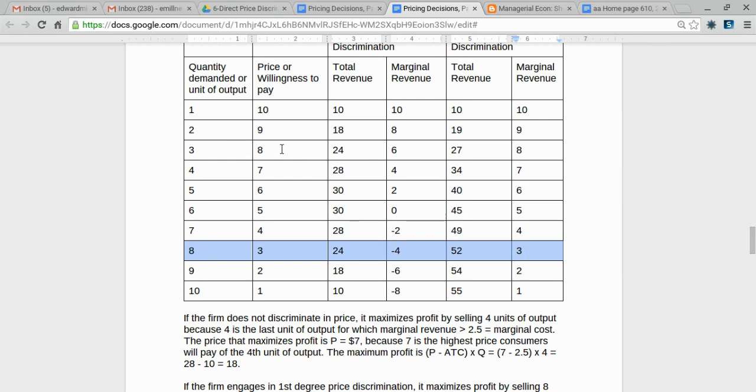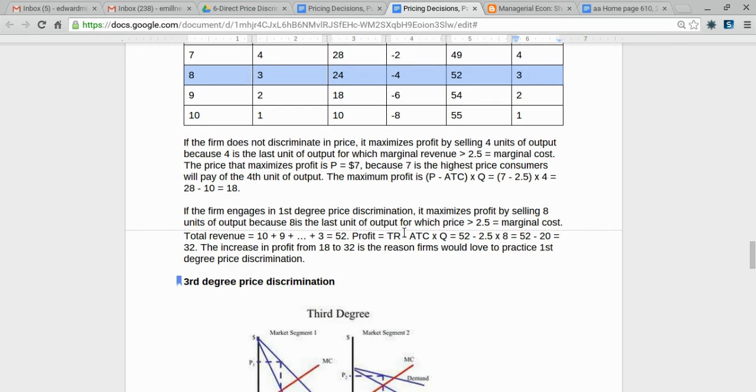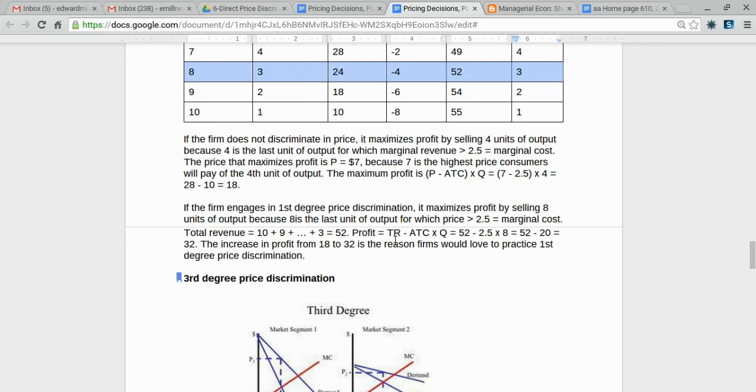It charges various prices. Profit is going to be total revenue less total cost. Let's scroll down here. So total revenue is going to be 52. We can find total cost by taking average total cost times output. So 52 minus 20 gives me a profit of 32. Profit goes from 18 with a uniform price to 32 with first-degree price discrimination. That increase in profit is the reason firms would love to be able to practice first-degree price discrimination.